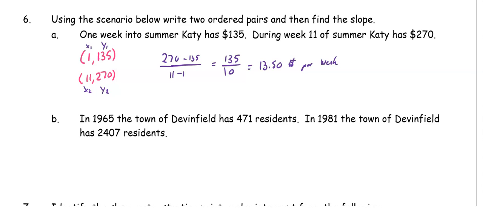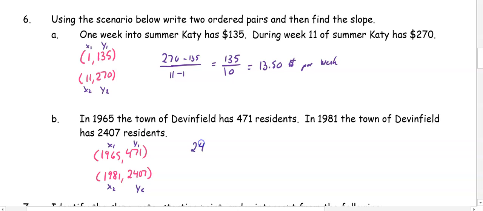In B, in 1965, the town of Devonfield has 471 residents. In 1981, the town of Devonfield has 2,407 residents. So we have 1965 has 471 residents, and 1981 has 2,407 residents. If we are looking at our ordered pairs, we have x1, y1, x2, y2. So we subtract 2,407 minus 471 over 1981 minus 1965.